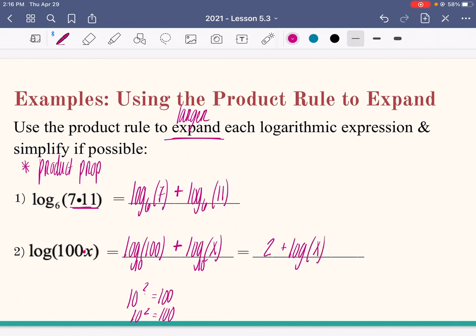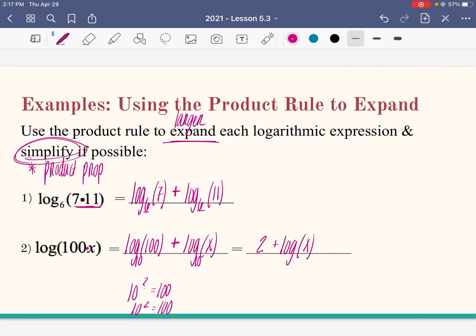Okay, so that's what it means when it says simplify if possible. Any of these that are going to simplify nicely, we want you to go ahead and do that. Versus like here, this is 6 to the power of something is 7. 6 to the power of something is 11. Those are not going to be nice, neat numbers. So you're just going to leave it in that format.